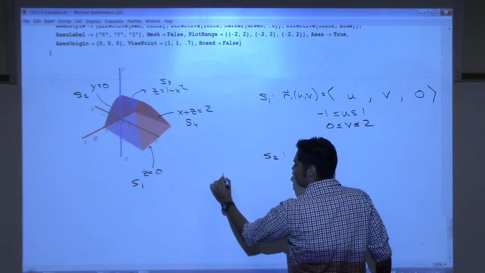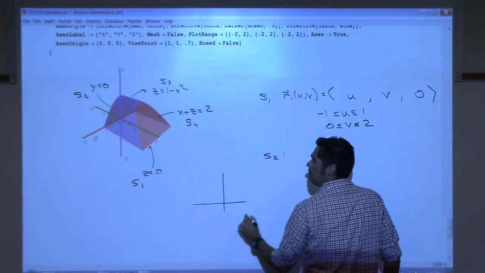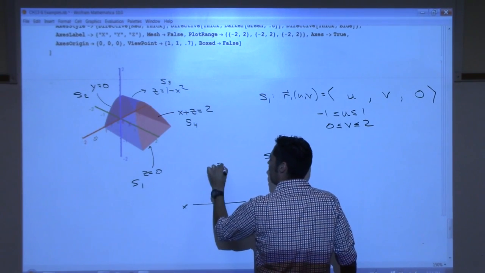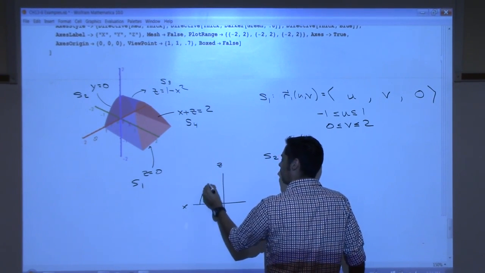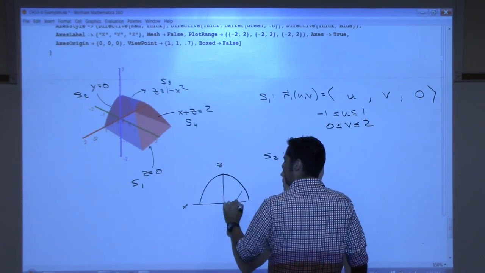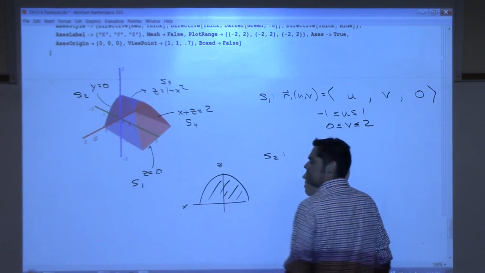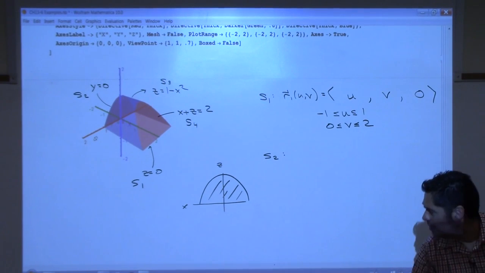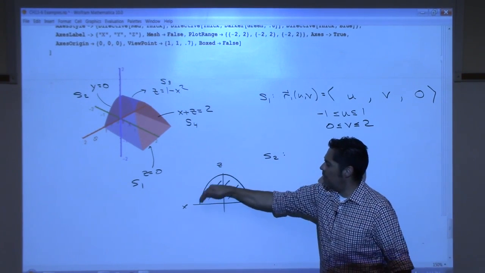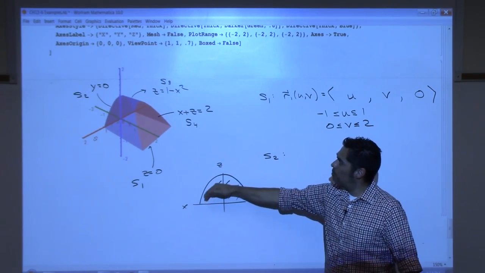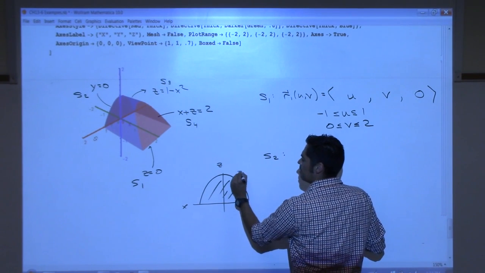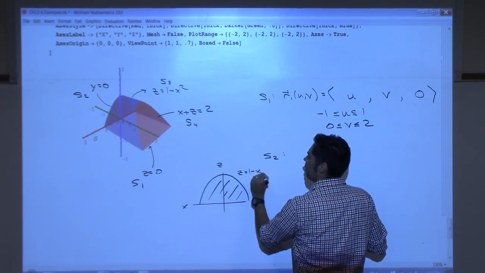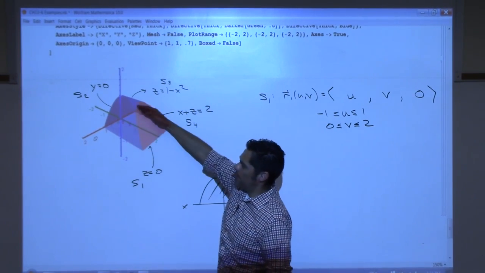I'm going to draw S2 in the xz plane. It's that whole surface, right? That's what it is? What function is this shape following right here? The parabola, what? Z equals 1 minus x squared. It's coming from this thing, right?